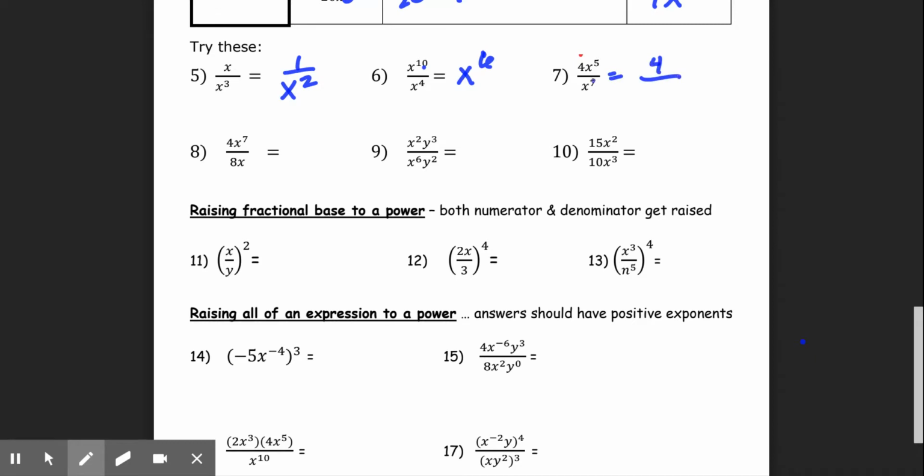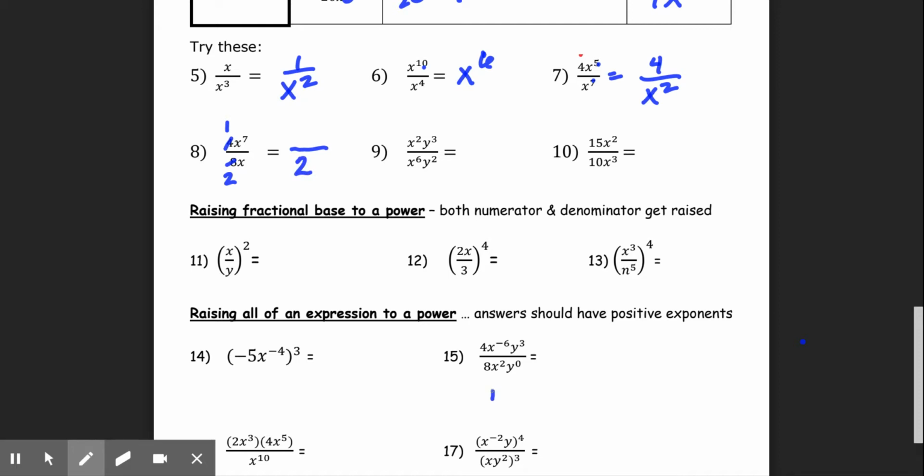But if we go 7 minus 5, that gives us 2, but the 2 left over will be in the denominator. Number 8, you can reduce. 4 divided by 4 is 1, 8 divided by 4 is 2. So we know there's going to be a 2 in the denominator.